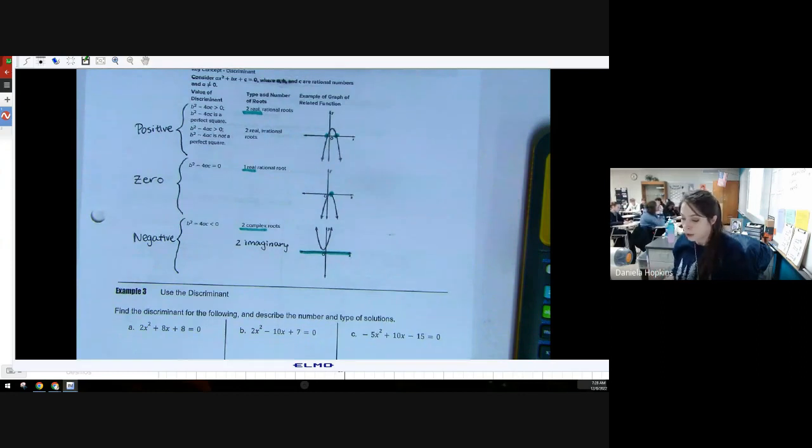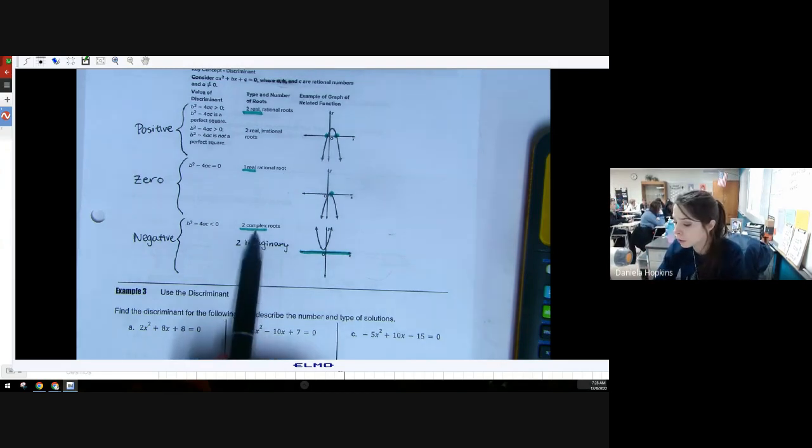Okay. So today is pretty straightforward because what you're going to do is you're just going to plug in that b squared minus 4ac. You're going to have some number. You're going to say if it's positive, negative, or 0, and based on that, if it's 2 imaginary roots or complex roots, 1 real root or 2 real roots. So I should underline that too.